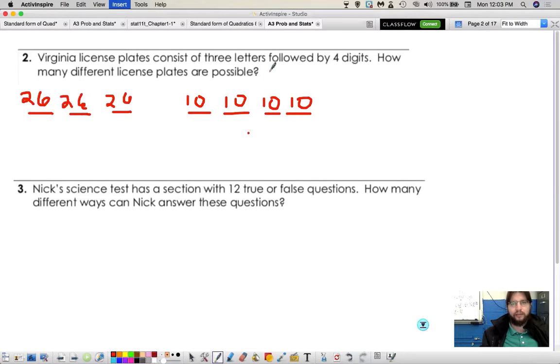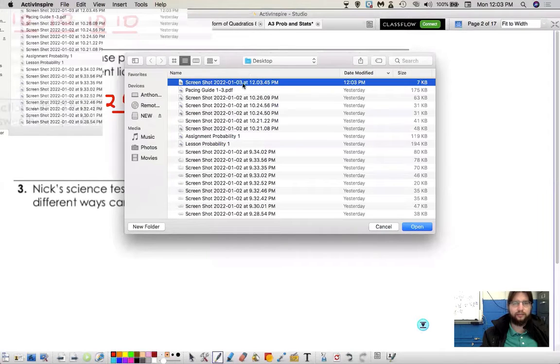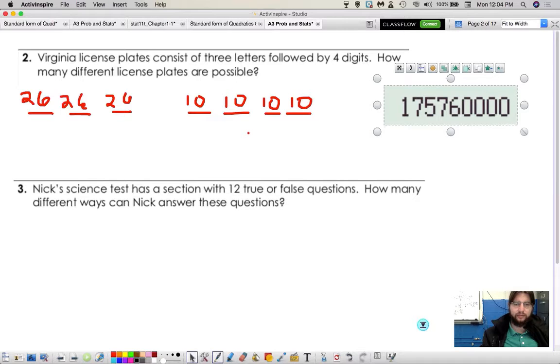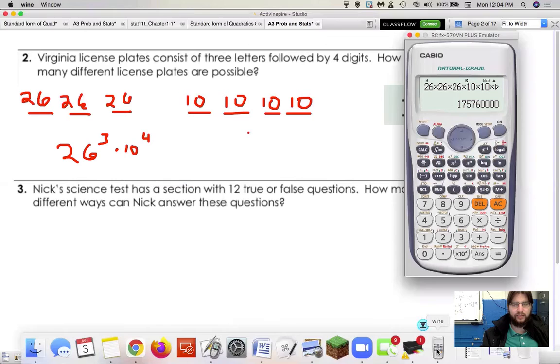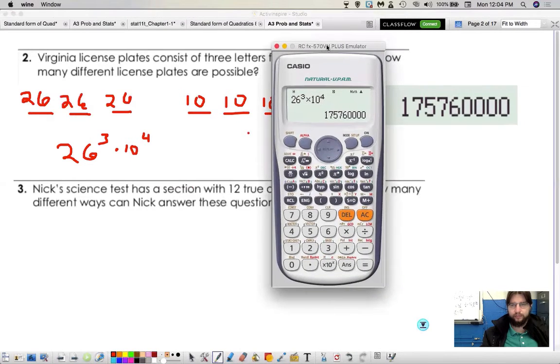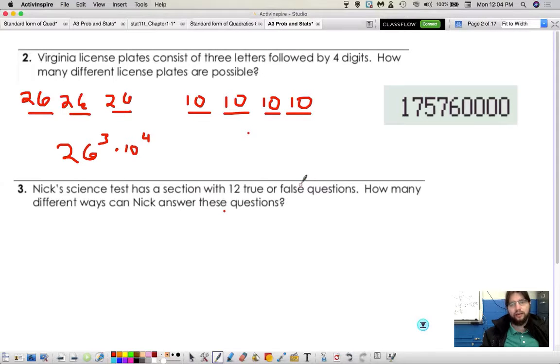Now you might be thinking, well, isn't there an easier way I can type that in? And there absolutely is. If we use exponents, we can say this is the same as 26 to the third, the number of different choices we have, and how many times we're making the choice, times 10 to the fourth. Again, the number of choices we have, and how many times we're making that choice. Type that in the calculator, we should get the same thing. And there we go, same thing. That makes this one a little easier to write.